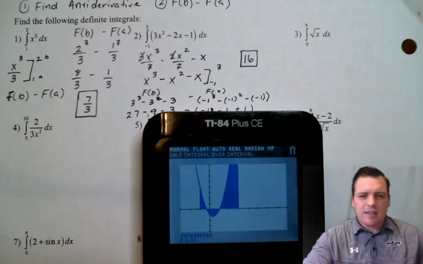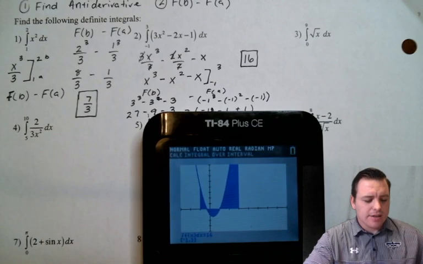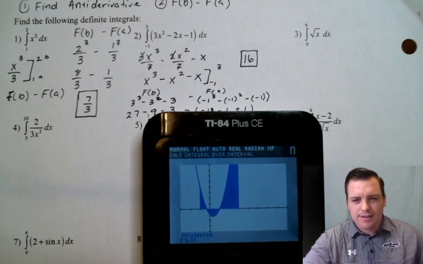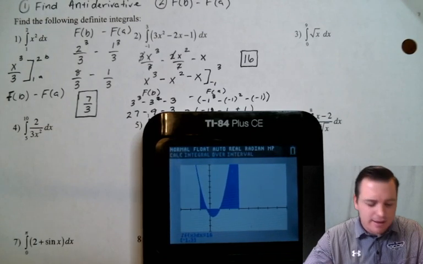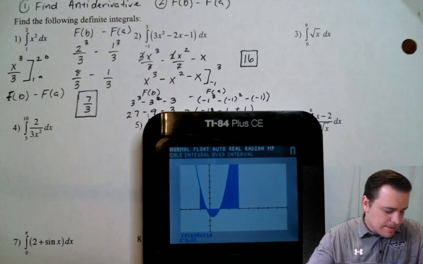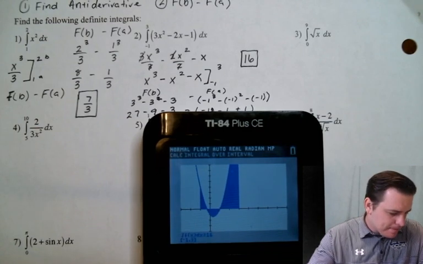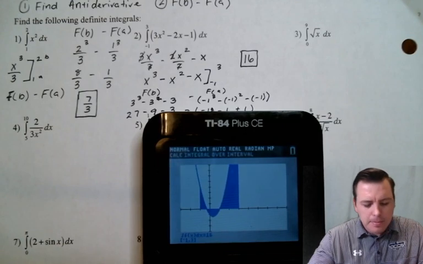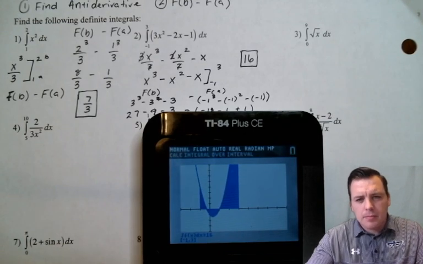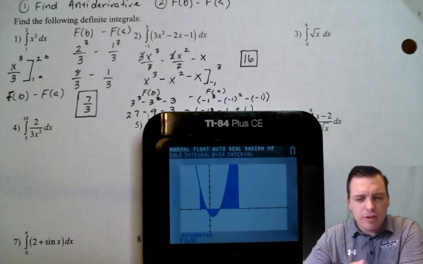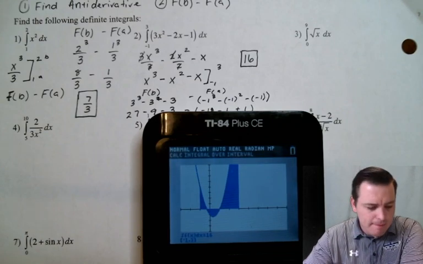Is this making sense? Give me a thumbs up. Calculators is a nice feature, correct? That's pretty nice that you can just jump into it like that. Helps you get a better visual, I think, of it. Good, Ian.